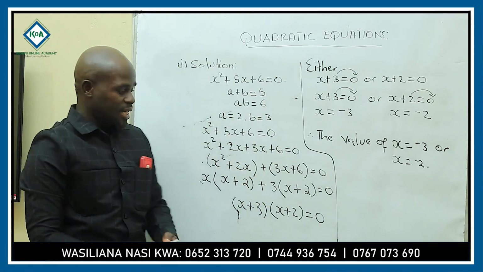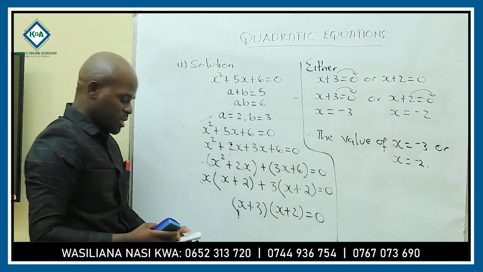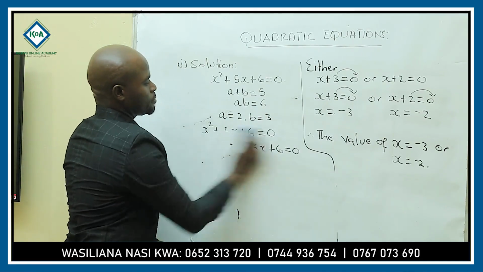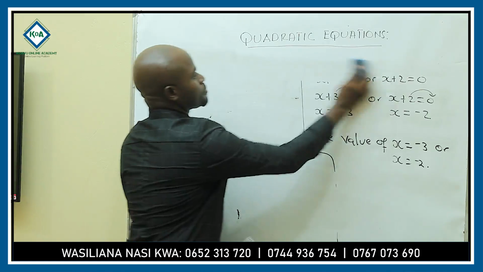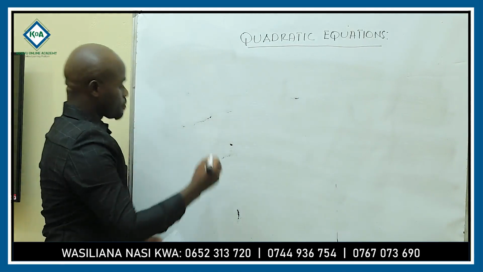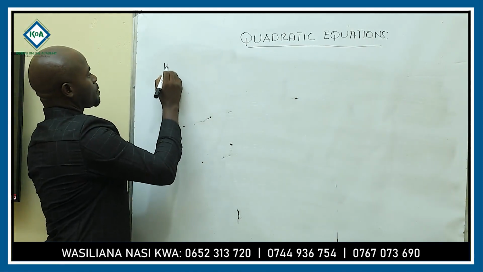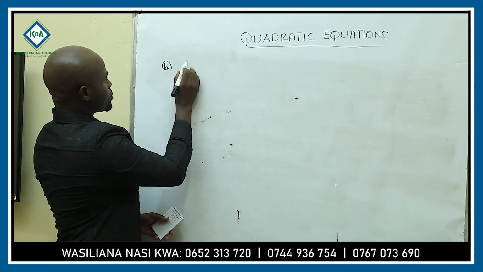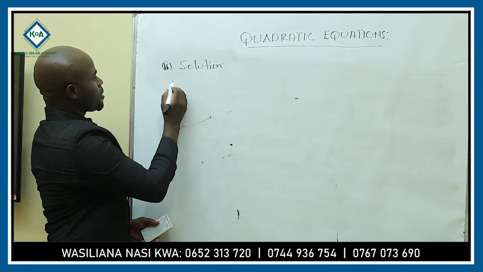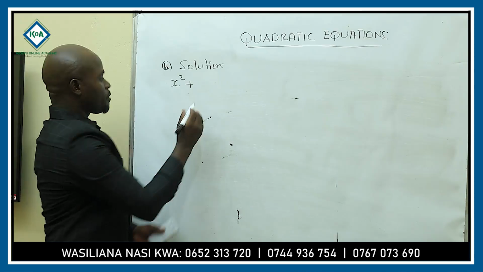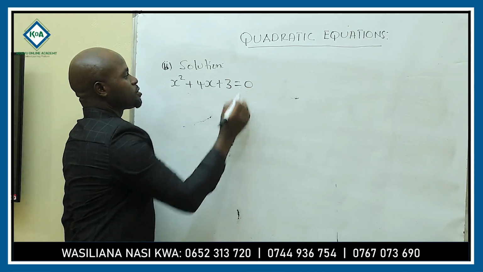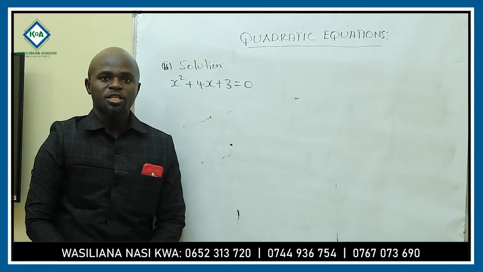Now let us go to the second example to see how we can solve these quadratic equations by using the factorization method. The second example solution: x squared plus 4x plus 3 is equal to 0.